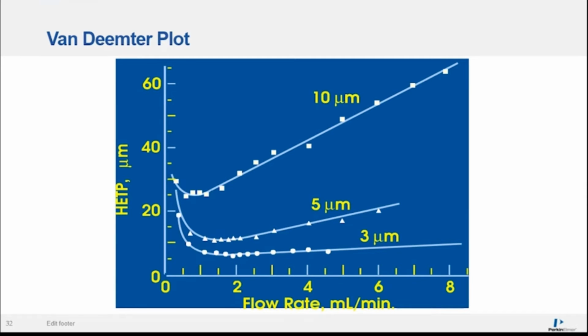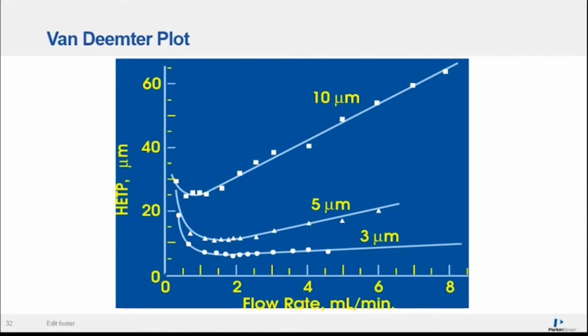So in a Van Deemter plot, we plot the height equivalent to a theoretical plate on the y-axis and flow rate on the x-axis. We have here a test compound, and basically we have 3 columns of the same length but different particle size. And then we've measured the HETP as we change the flow rate. Remember, the lower the HETP value, the better the column.